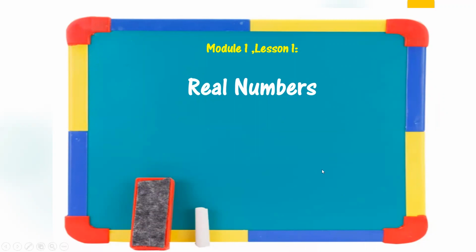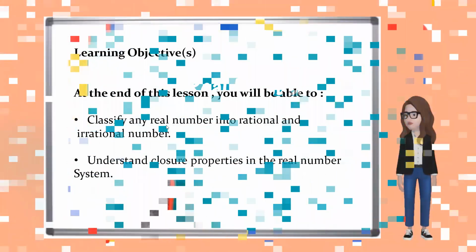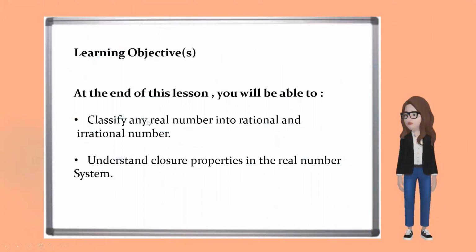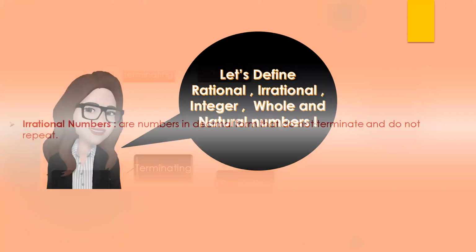Now, in the first class, we talked about how we can classify any real number into rational and irrational numbers. In this lesson, we're now going to understand what the closure properties are in the real number system.